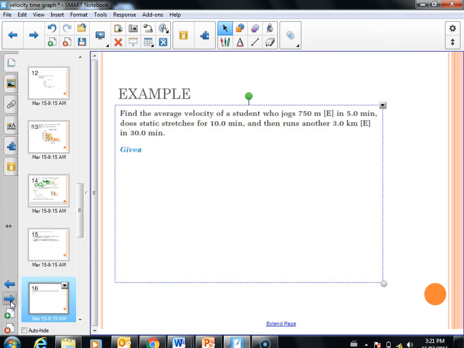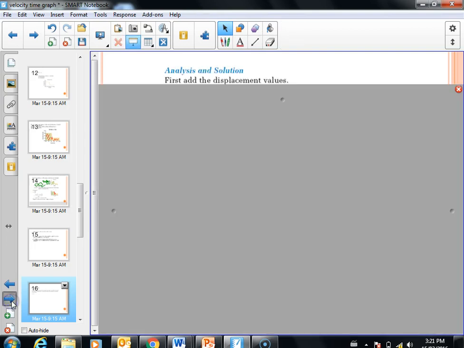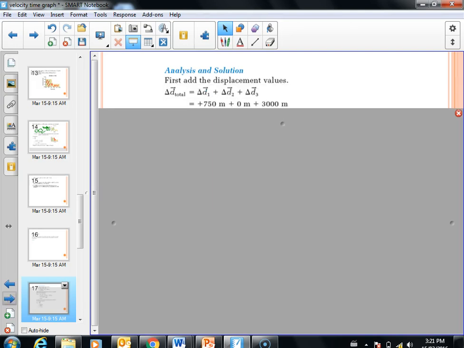All right, so here's another example. We want to find the average velocity of a student who jogs 750 meters east in 5 minutes, then does static stretches, so it's not moving, for 10 minutes, and then runs another 3 kilometers east in 30 minutes. Oh man, this is a lot of stuff we're going to have to do. So the first one, we've got to find the displacement values. So I'm going to add them up, right? I have to find the total displacement.